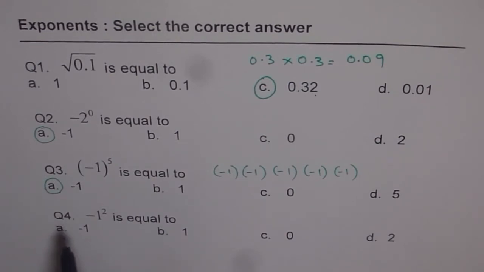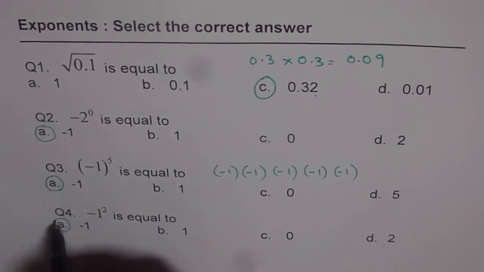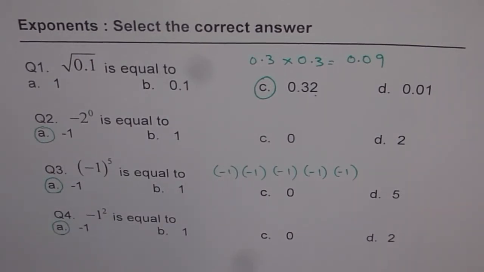And the last one is minus 1 squared. So the mistake normally students will do is they will square the minus also, right? The minus is not squared, just the 1 is squared. So it is just minus 1. So that is the answer for question number 4. I hope you get there.